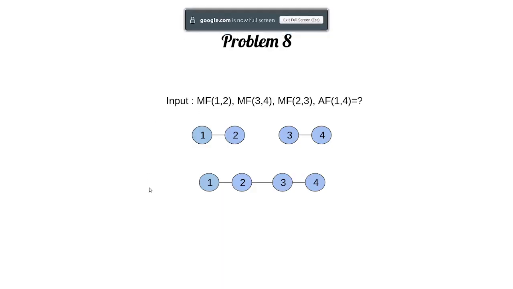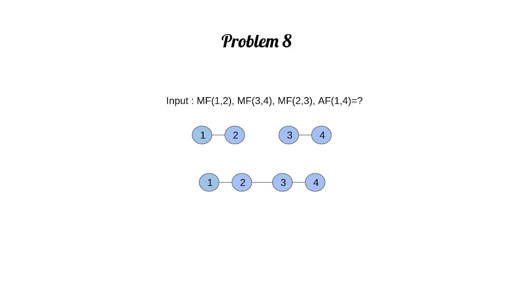So here I have taken the input as this, where MF denotes make friends and AF denotes are friends. First is a type 1 query, which is make friends 1 comma 2. So here we draw a line between 1 and 2, which shows that they are friends. Then second is make friends 3 comma 4. Similarly, we draw a line between 3 and 4 showing that they are friends or in the same set. And then make friends 2 comma 3, which makes 2 and 3 friends. So we draw a line between 2 and 3.